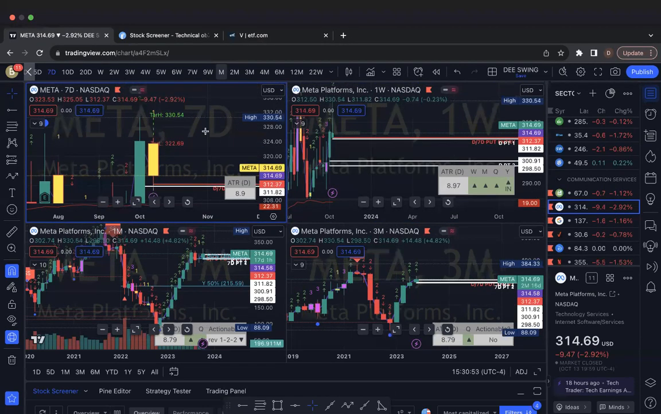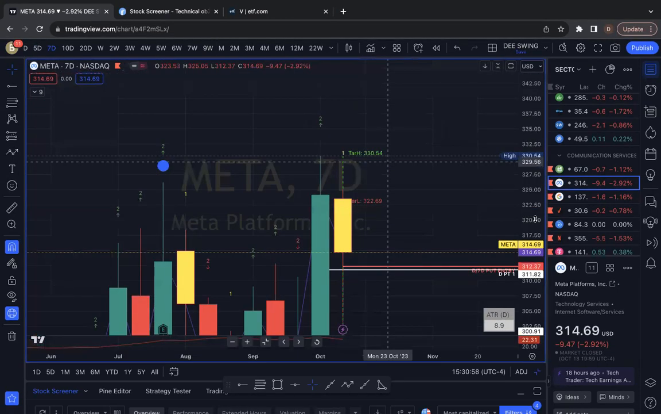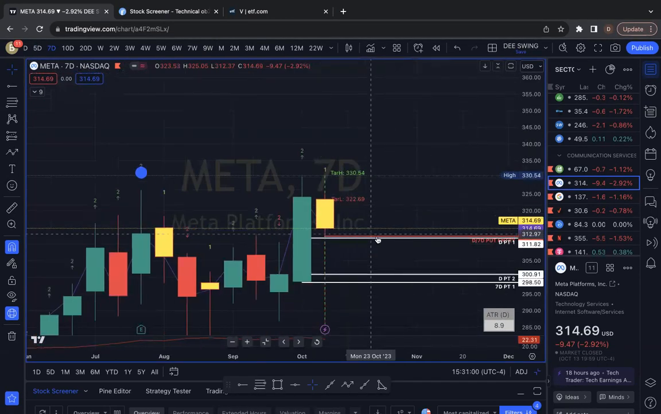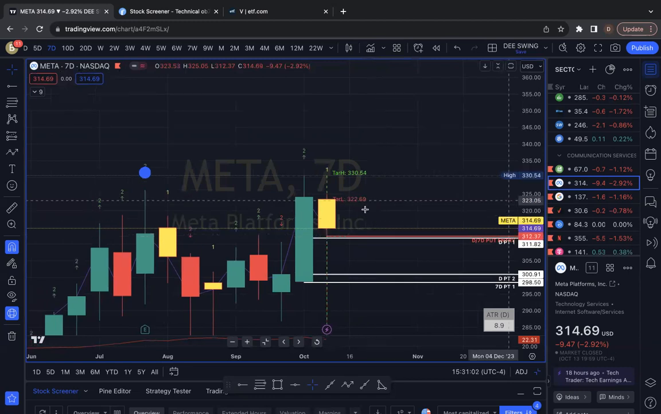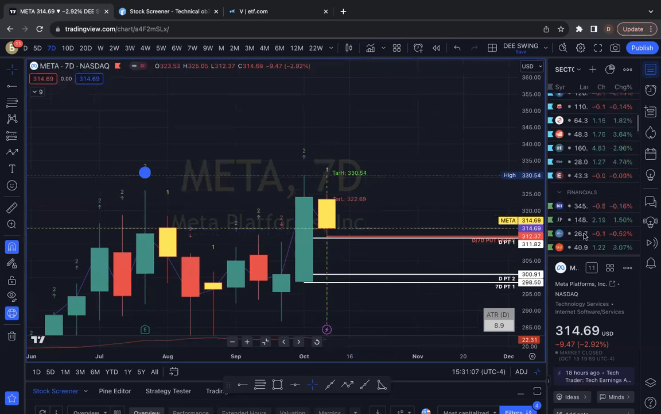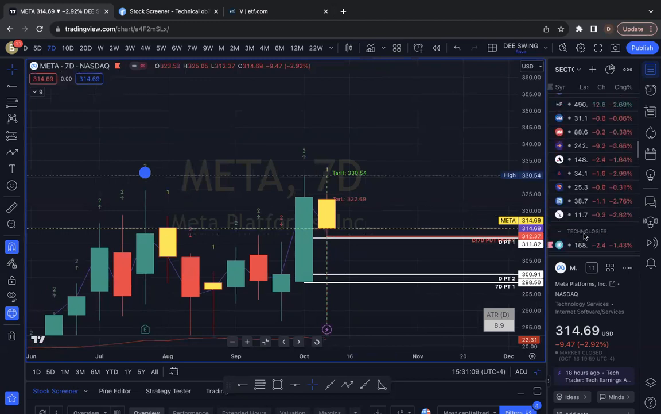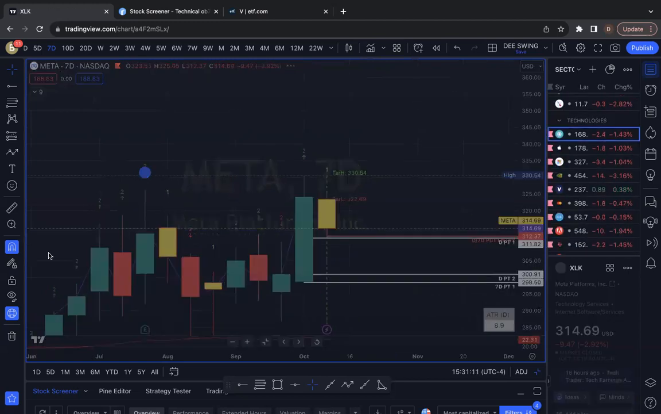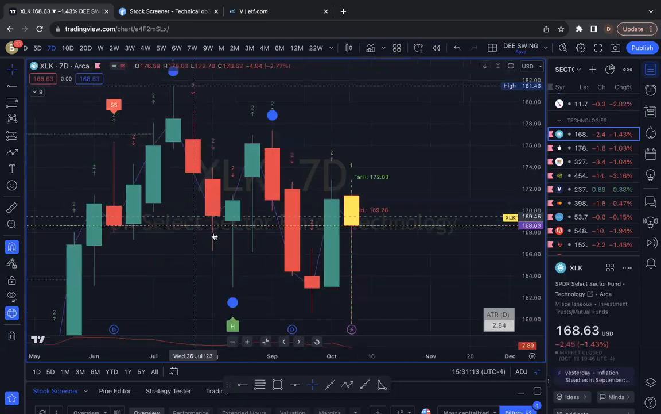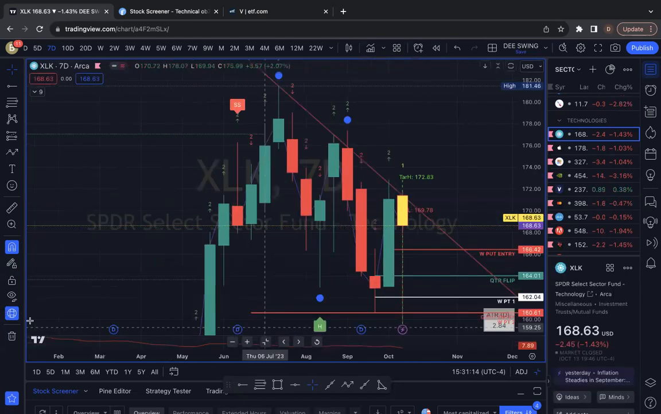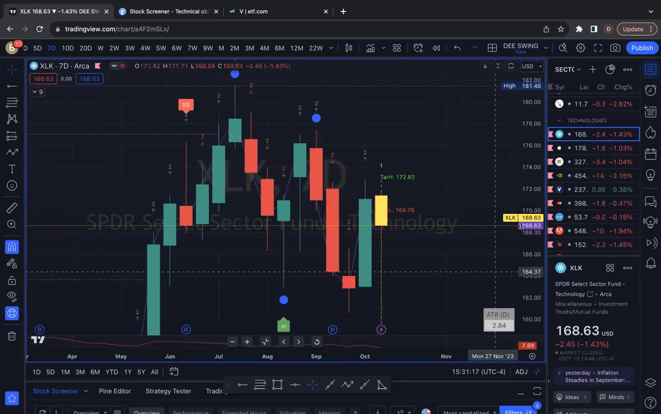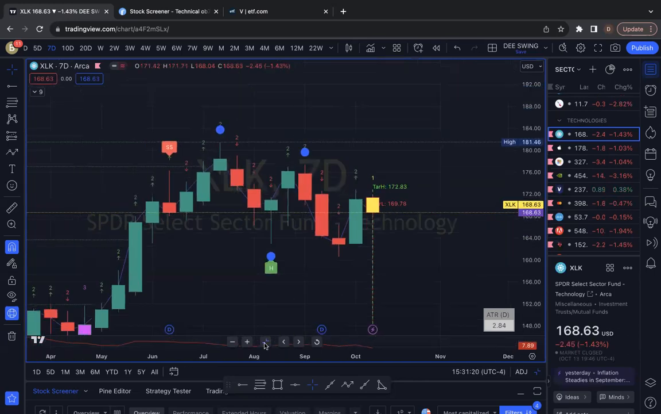All right, so moving on. So we've talked about the hybrid time frames. So now what we want to look at is higher time frames, which is different. So I want to look at XLK.